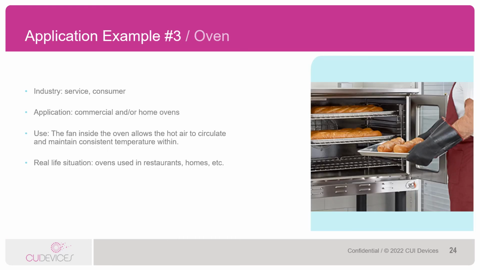For our final application example, we're going to take a look at something a little bit different than what we've looked at in our previous examples, which use fans specifically to cool electronics and move heat out of said application. Here, we have a commercial oven. The fan inside of the oven is used to move air around, which allows the hot air to circulate and maintain a consistent temperature within the oven. You can see this type of application in use in places like bakeries, restaurants, or even high-end home appliances.